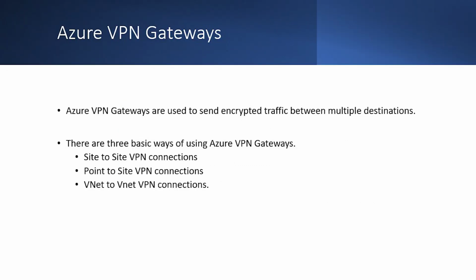When studying for the AZ-900 and the AZ-104 exam, there are a few things that you should know and understand about Azure VPN Gateway. Azure VPN Gateway is used to send encrypted traffic between multiple destinations. There are three basic ways of using Azure VPN Gateway. Those three ways are site-to-site VPN connections, point-to-site VPN connections, and VNet to VNet VPN connections.